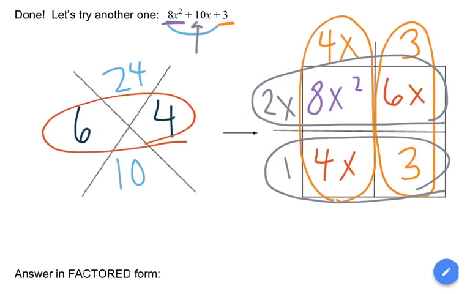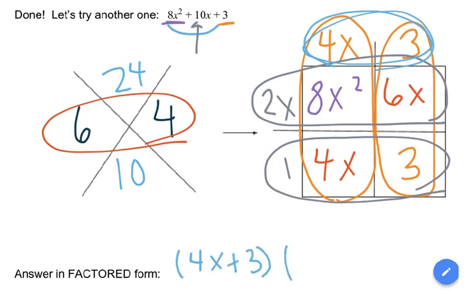And then we're essentially done at this point, right? We just have to write it with our parentheses. So we take the 4x and the 3, add them together and put the parentheses just like so. And we take the 2x and the 1, add them together and use our parentheses. And that is our final answer.